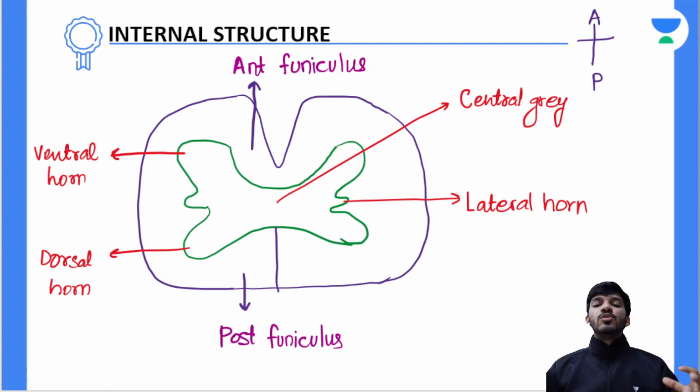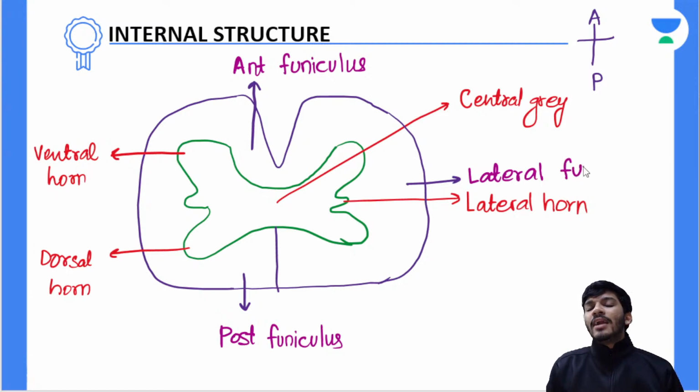Okay, and on the sides, what is the funiculus going to be called? Lateral funiculus. That is present between these two gray matter. So this white matter is called the lateral funiculus. Sometimes we keep this together and we call it the anterolateral funiculus. If you keep the anterior funiculus and the lateral funiculus together, you will call it the anterolateral funiculus.